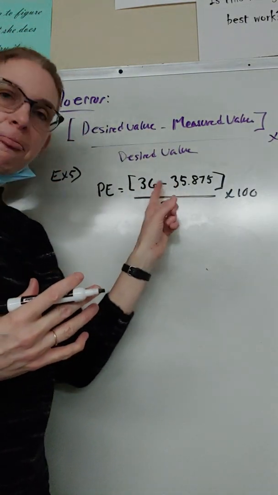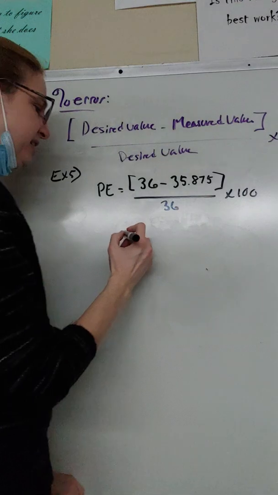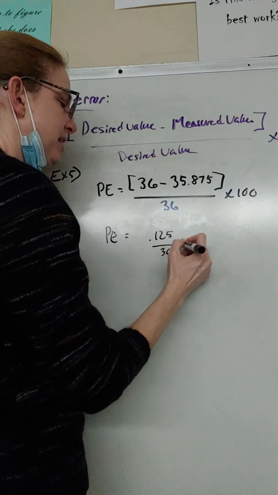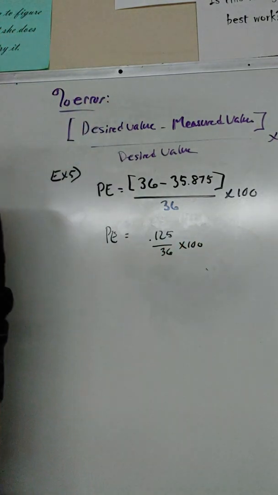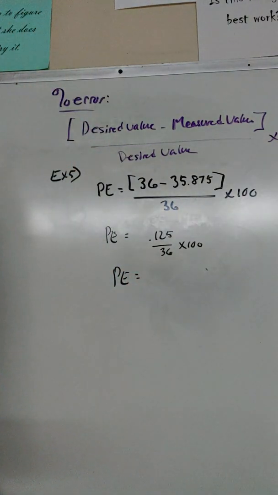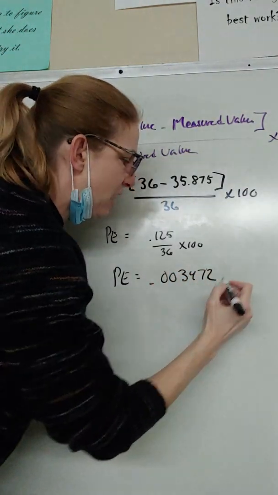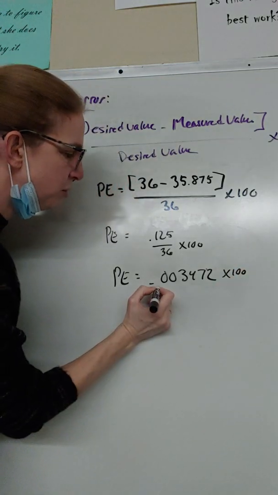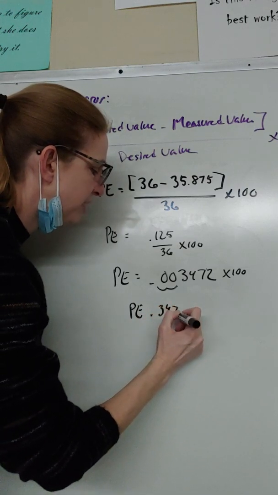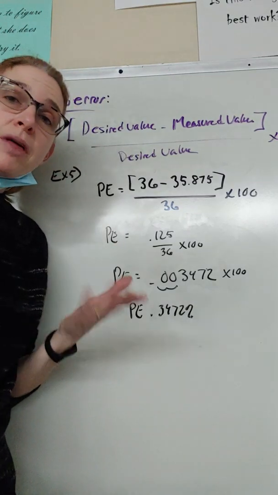What do I have to do first? That part in the absolute value bars. So 36 minus 35.875 is 0.125. Now I need to divide that by 36 and then multiply that by 100. Okay, when I divide it by 36, I get 0.003472. And now I'm going to multiply that by 100, which just means move my decimal 2 places over. So that would be 0.3472%.